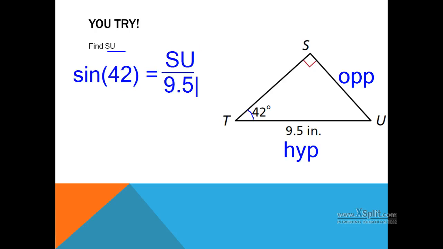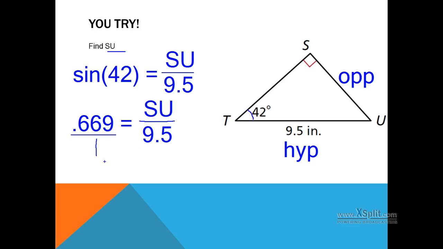I'm going to use a calculator off screen just because that calculator keeps on clearing what I have. Taking the sine of 42 degrees gives us 0.669. That means that sine of 42 degrees, 0.669, is equal to SU divided by 9.5. From here, you can either multiply both sides by 9.5, or if you want to do some cross multiplying, you can put this value over 1 and cross multiply.